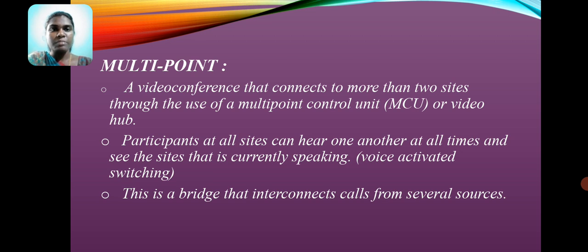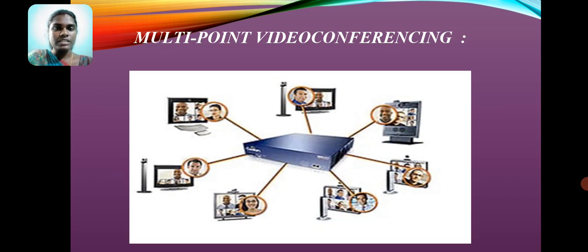And the second one, multi-point type. The video conference that connects more than two sites through the use of a multi-point control unit. It is also called MCU or video hub. Participants at all sites can hear one another at all times and see the site that is currently speaking, called video activated switching. And the third one, this is a bridge that interconnects calls from several sources. This is the image related to the multi-point video conferencing.